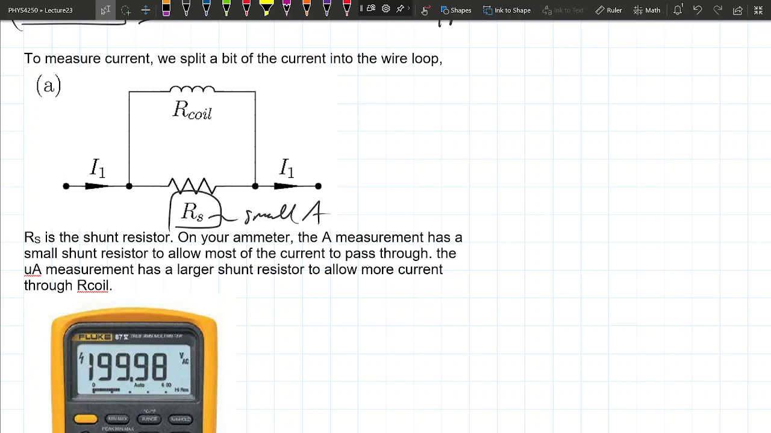Okay, so how do you think a voltmeter works? Anyone want to venture a guess? Can I run some current through something and then figure out what the voltage is?